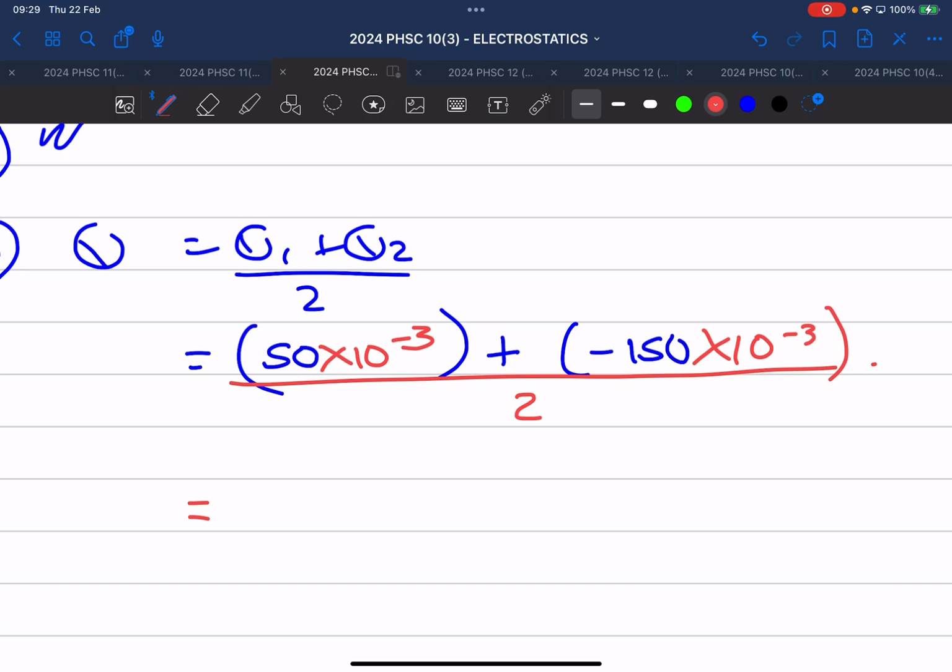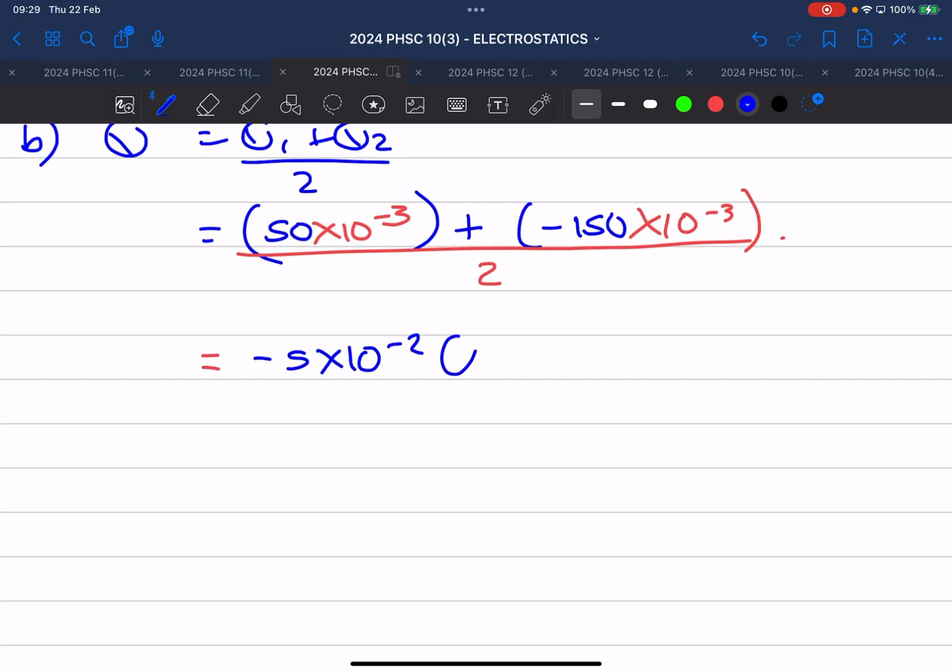The calculator, that's not working. It's the operator. And your unit? The coulomb. All right. Then question C.